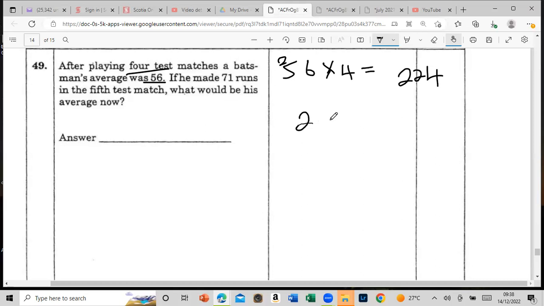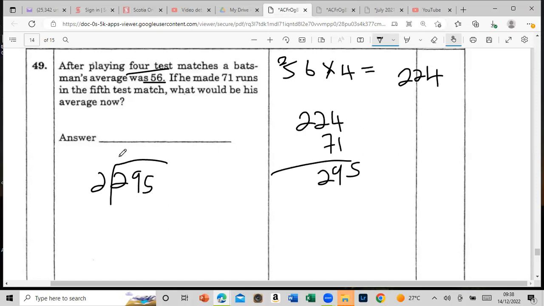So we're going to add, and in the next innings, the 5th innings now, he made 71. So that gives you 295. So he made 295 in 5 innings now. So let's divide by 5 to get his average.